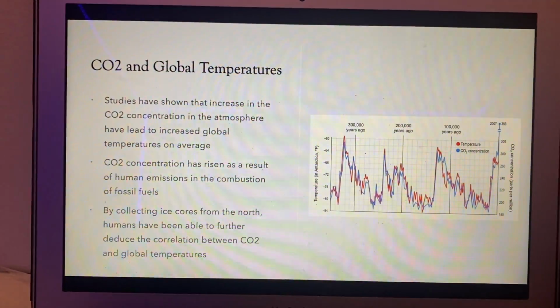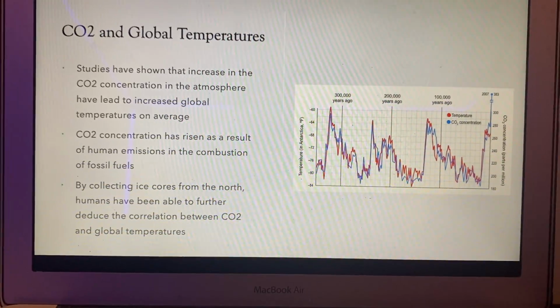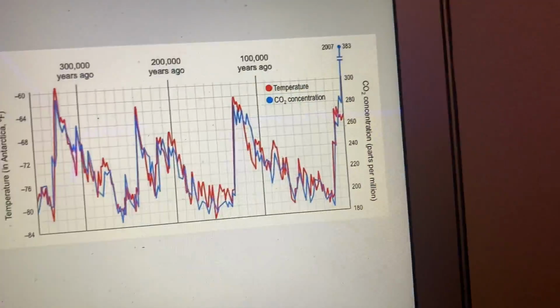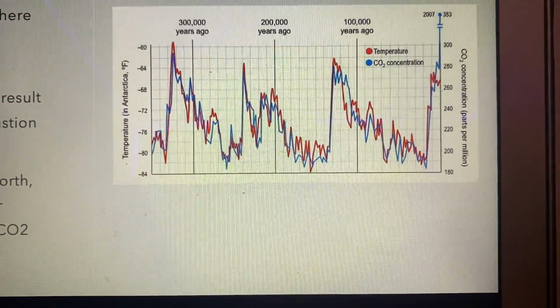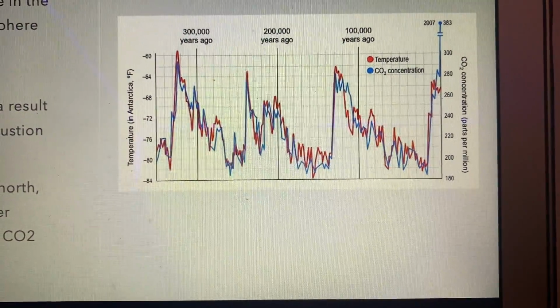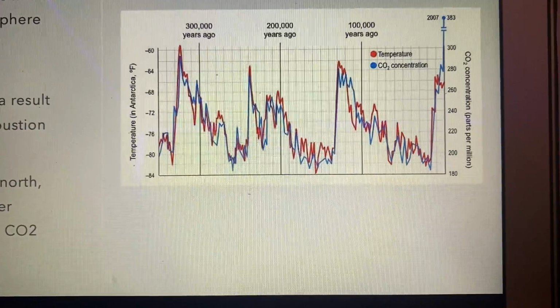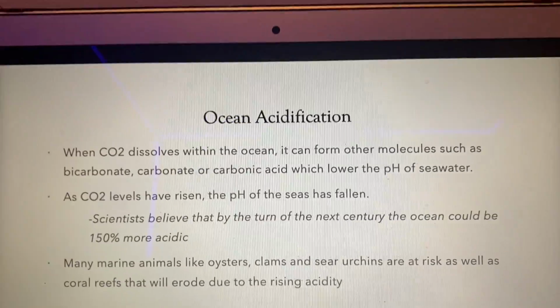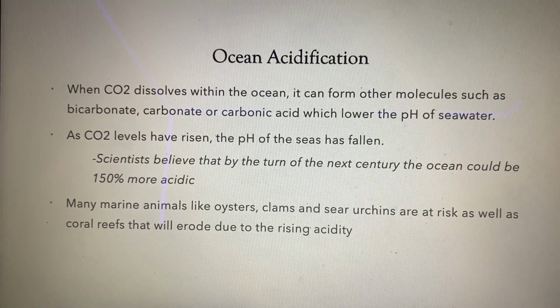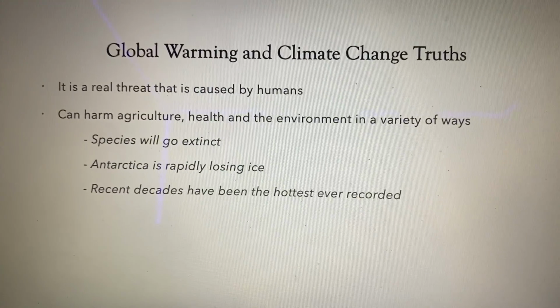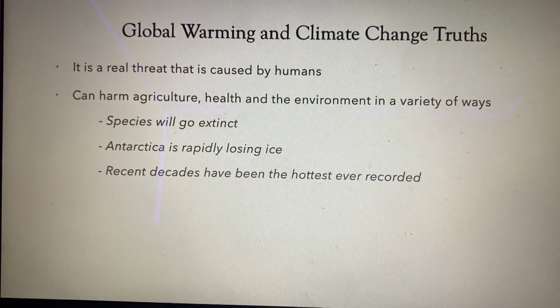So CO2 and global temperatures. How are CO2 and temperatures related? Well, just look at this graph. As you can see, they're basically completely congruent with each other, and CO2 within the atmosphere increases temperatures. In addition, more CO2 leads to ocean acidification, like we talked about, and global warming is real.